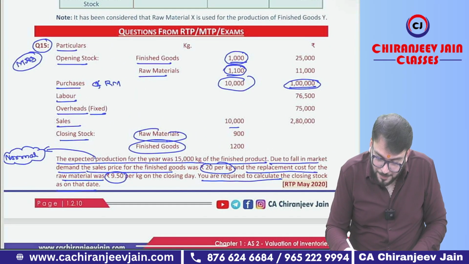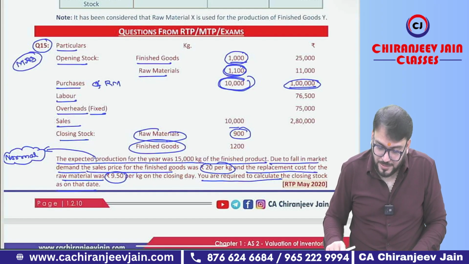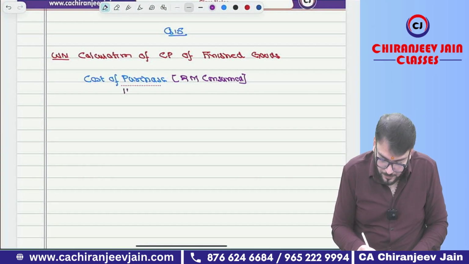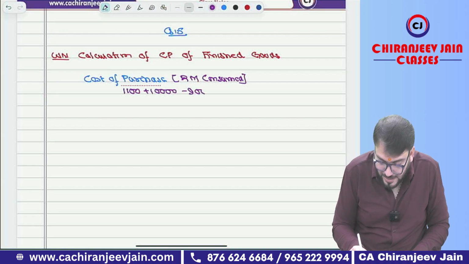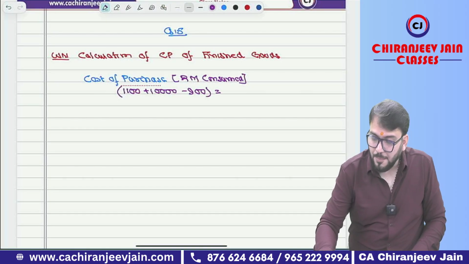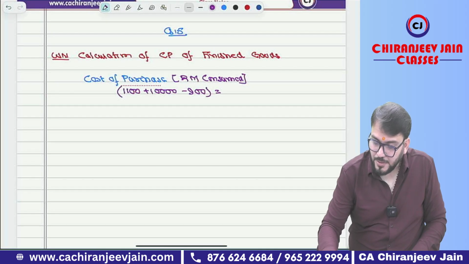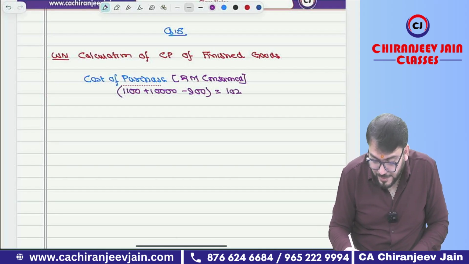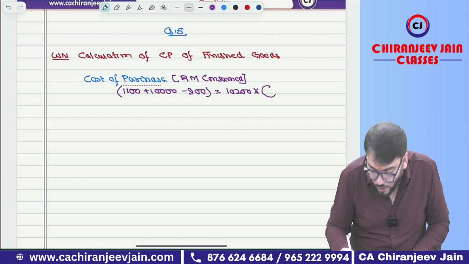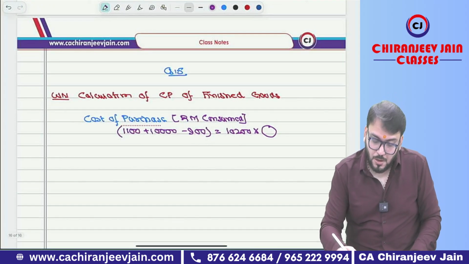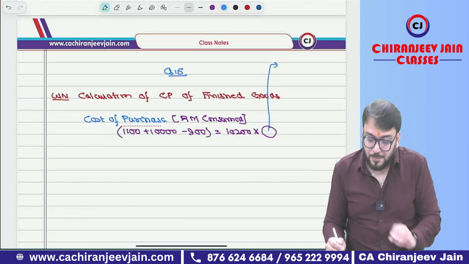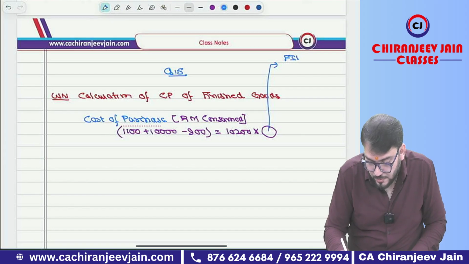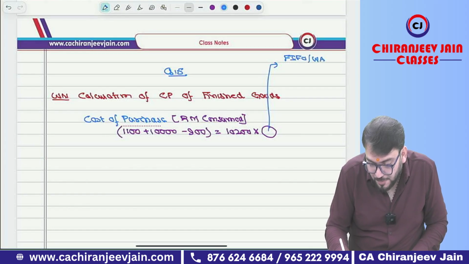So what was the opening stock of raw material? You can see opening stock was 1100. Then you purchased 10,000. Then closing stock was 900. It is 1,100 plus 10,000 minus 900. So 1100 plus 10,000 minus 900 means 10,200 consumed. Now you take cost price per unit of raw material. Now this cost price of raw material will be either on FIFO basis or weighted average price method.